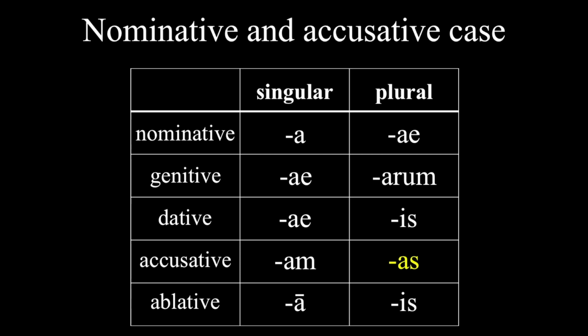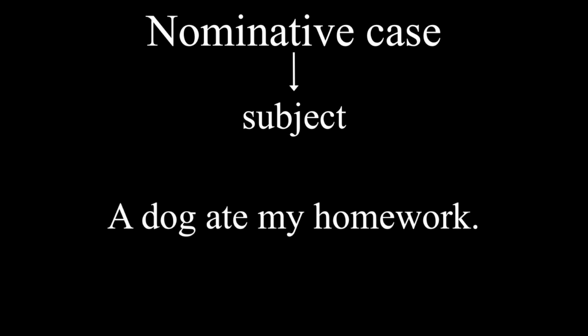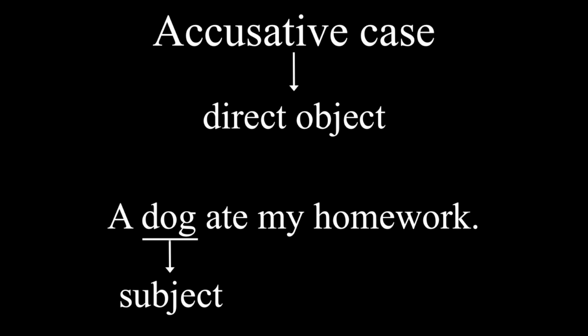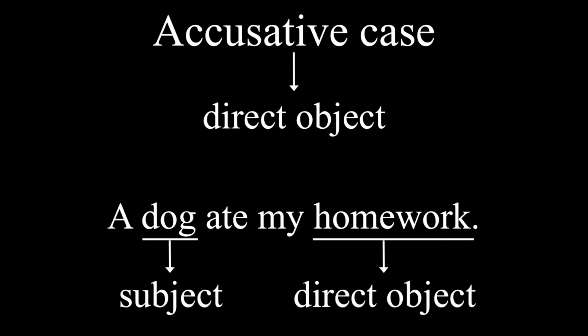Alright, so the nominative case is used to show that something is the subject of a sentence. The subject is the person who is doing the action. So, for example, in the English sentence, "A dog ate my homework," the subject is the dog, because it's doing something. The accusative, on the other hand, is used to show that something is the direct object of a sentence, which means that it's the person that's receiving the action or having something done to it. So in that same sentence, the direct object is the homework, because it's what's being eaten.